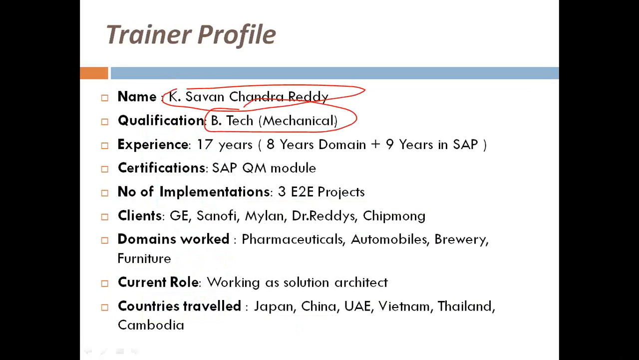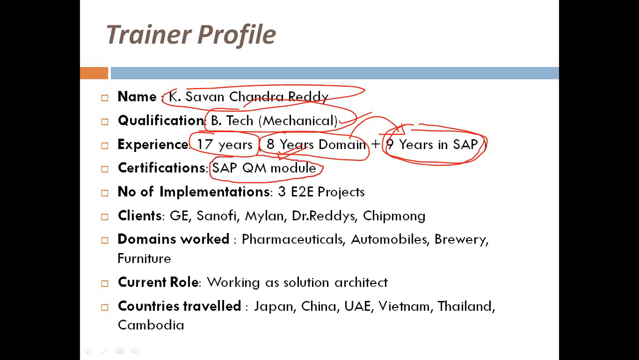Okay. So I'm a BTech mechanical graduate. I have overall 17 years of experience: 8 years in the domain and 9 years in SAP. When I was in the domain, I used to work in a quality lab, same as you. And then later on I moved to SAP consulting, and as of now I have 9 years of consulting in SAP. I'm certified in the SAP QM module.